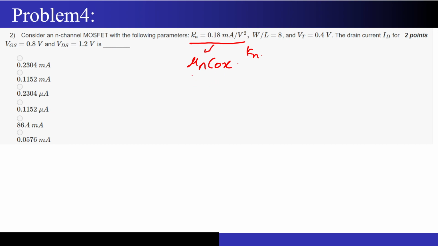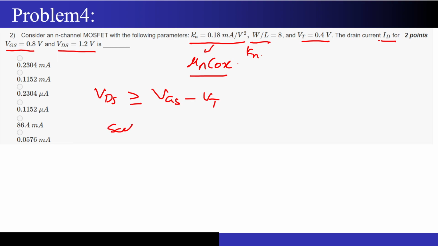So now they have given the value of mu and Cox, they have given the W by L, they have given the Vt as well, right? So now they are asking for the drain current. First of all, they have given me the value of Vgs and the value of Vds. I already told you there has to be one condition: Vds has to be greater than Vgs minus Vt. Only then I can use the formula for saturation. And if my Vds is less than Vgs minus Vt, then I have to use the formula for the linear region. There were two current formulas that we had seen, right?